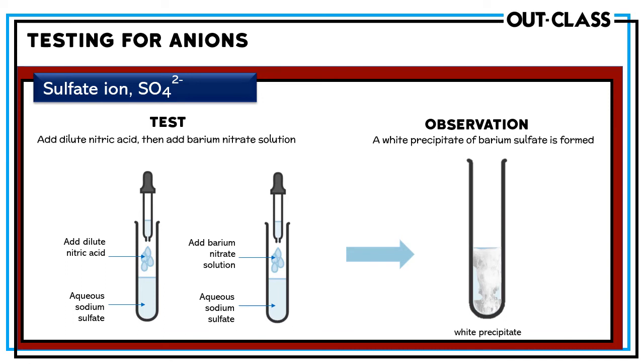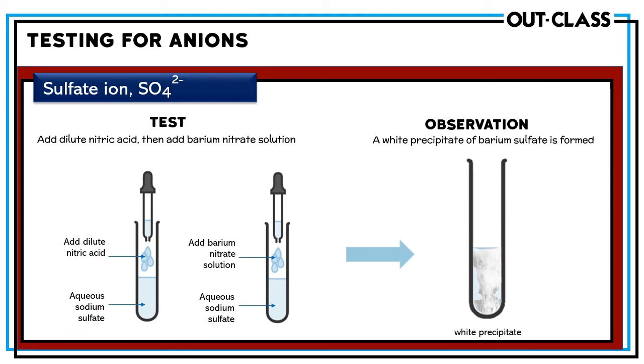For sulfate ion, we add... remember, sulfate is always paired with barium. Whenever sulfate comes in your mind, barium should come. When barium comes, sulfate should come in your mind. So for sulfate ion, we add dilute nitric acid and aqueous barium nitrate solution. If sulfate ions are present, then a white precipitate of barium sulfate is produced, which remains insoluble in excess of nitric acid. Remember this. This will be insoluble in excess of nitric acid.